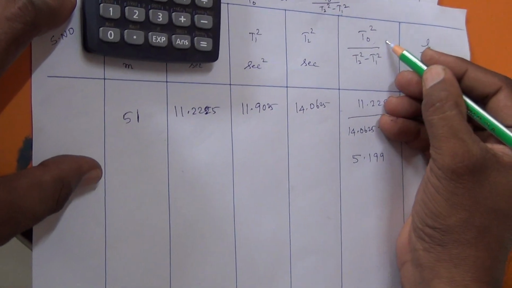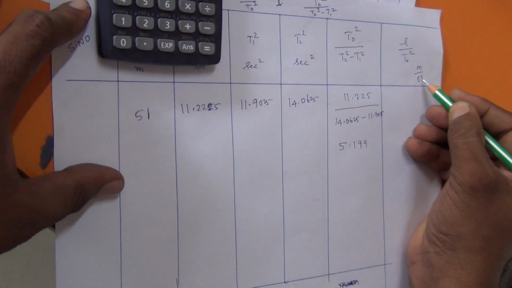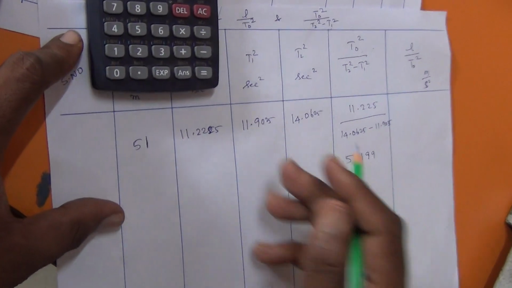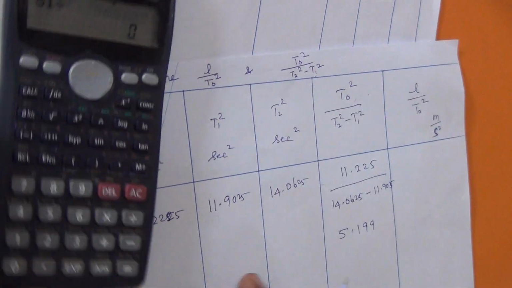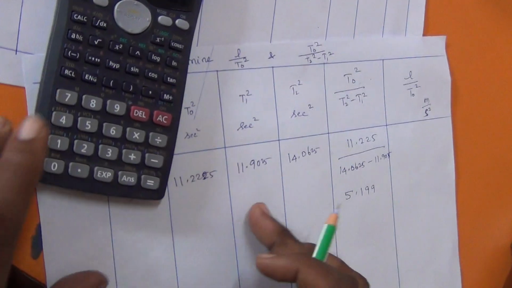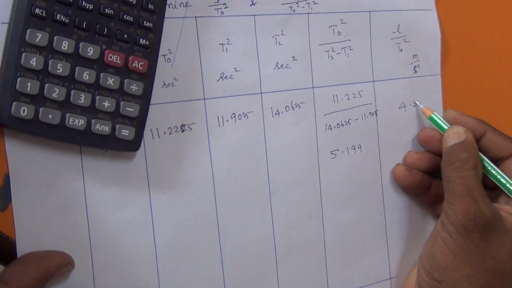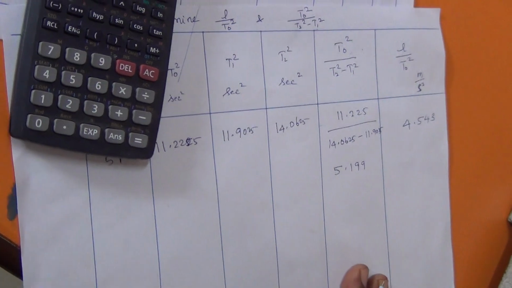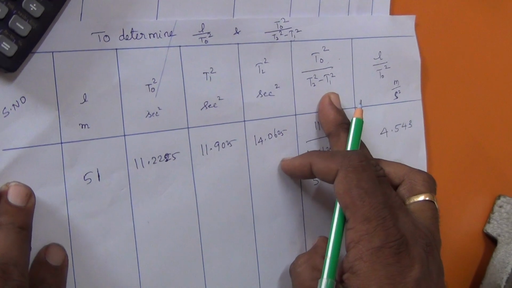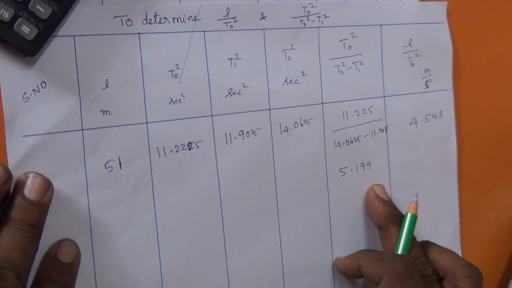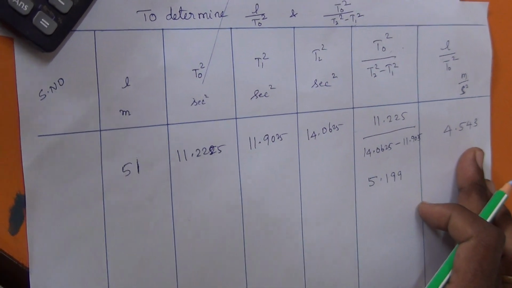Next we have to determine L by T0 square. The second squared will not get cancelled, so the unit is meter per second square. 51 is the length divided by T0 square. T0 square is 11.225, giving 4.543. Just stick with these numbers. So we have determined T0 square by T2 square minus T1 square as 5.199 and L by T0 square as 4.543. Now we'll see.